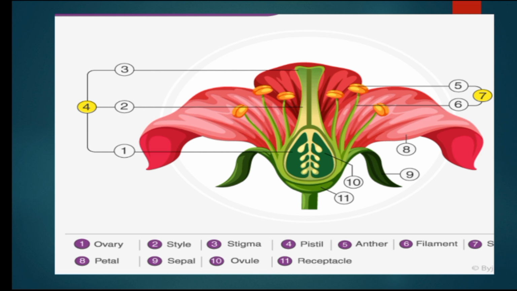That is the ovary, which is a basal oval structure present at the base. Then above this is the long elongated structure, that is known as the style, and at the apical or tip region of the style, a stigma of different shape and size is present. Different flowers have different shapes and sizes of style and stigma.